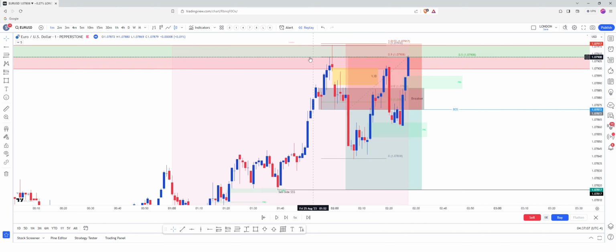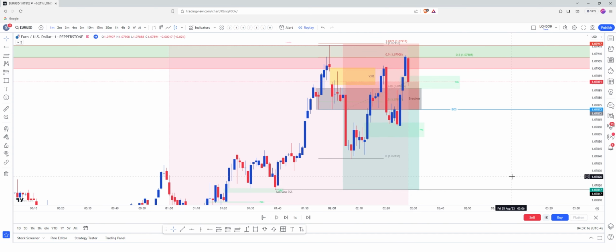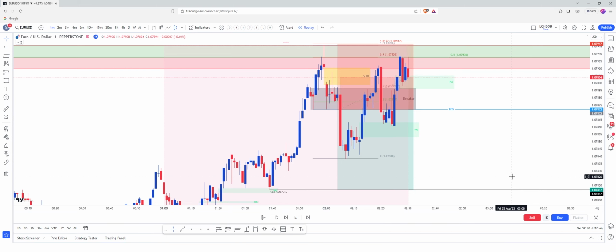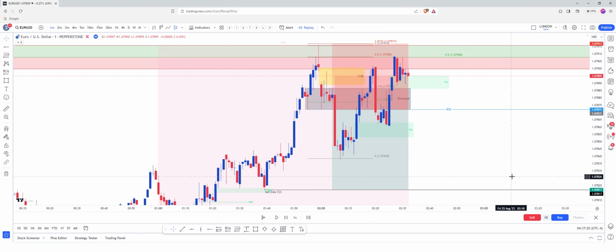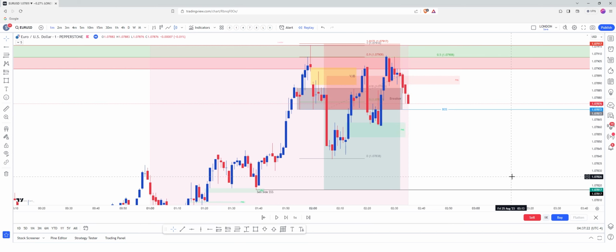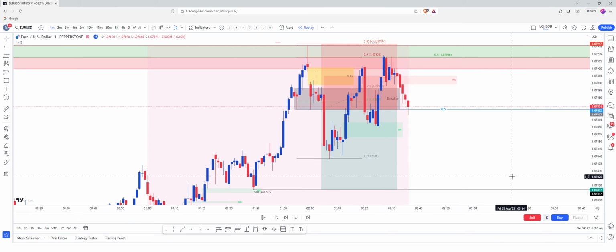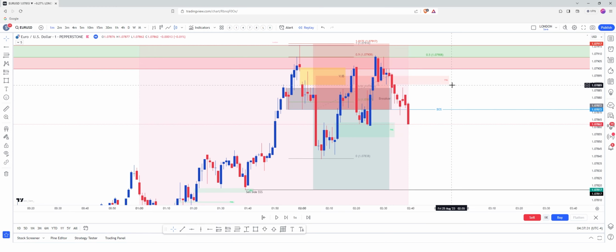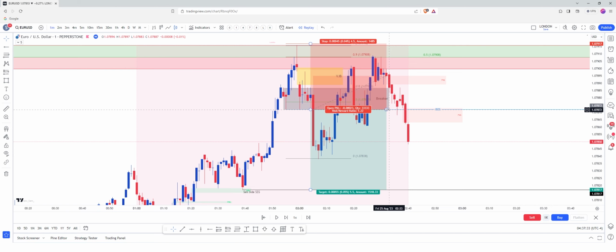Price has come up. It's respected this 50% of this 15-minute fair value gap, which is good. But again, worrying that we're back into such a deep discount. Okay, so we're back in the green. We've left a bearish fair value gap. Price is grinding lower.